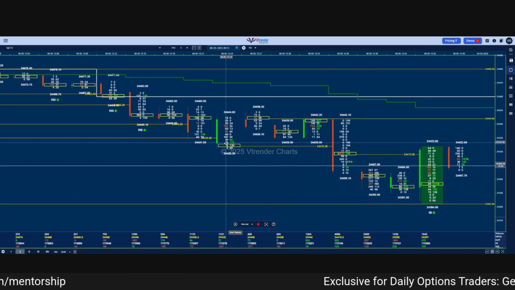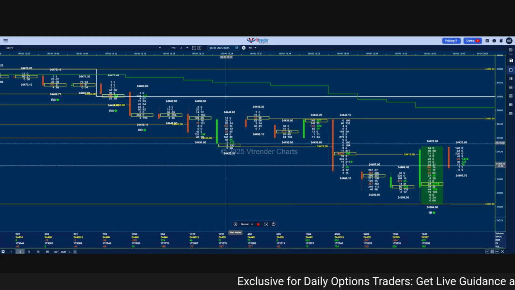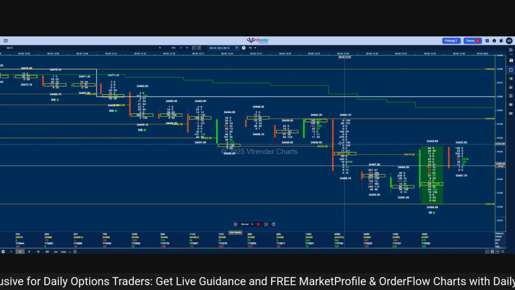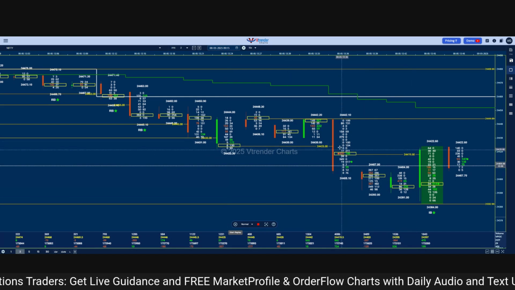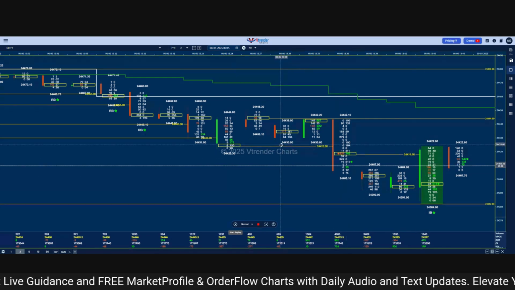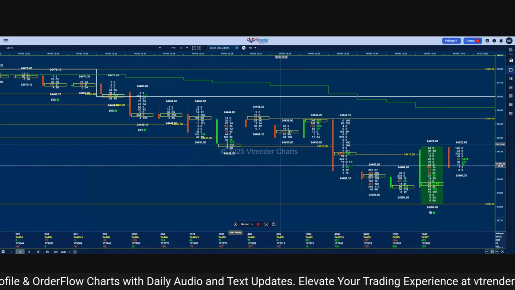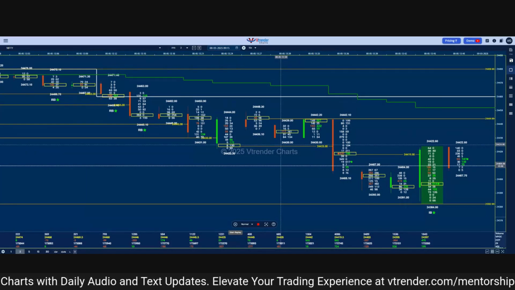This IB high was also matching with that value area low. 24424 was the value area low. We saw that in the market profile chart. And we broke that with zeros in the order flow. So as long as we are not able to take that out with greens, we are not looking for any upside bias for the day.